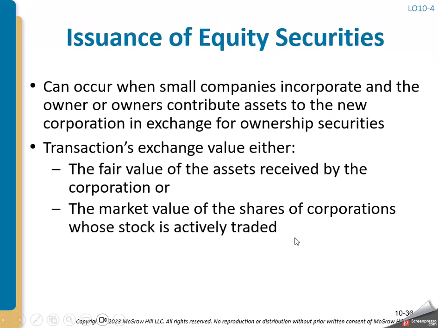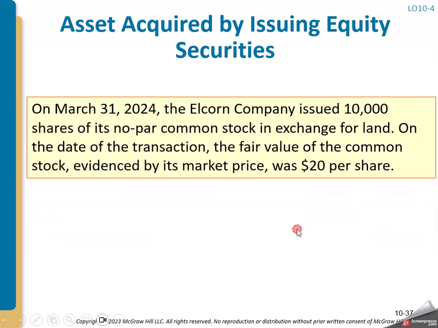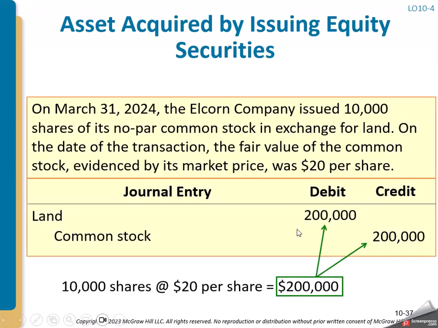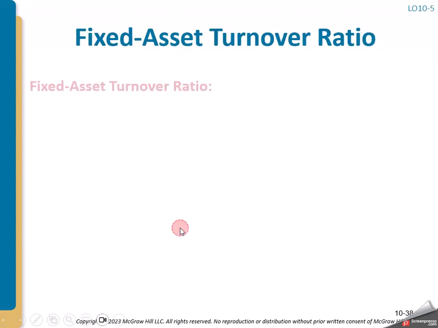Sorry. We can issue stock in order to acquire assets if the company is willing to take our stock. There could be a market value associated with the stock, and if there is, that is what we will use. So we're issuing 10,000 shares with a $20 market value, so we're going to value the land at $200,000.